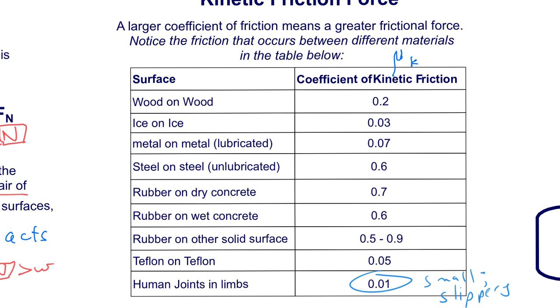Okay, let's pick a big one. Here's a big one. Yeah, rubber tires on dry concrete. That's a large coefficient of kinetic friction. So those two surfaces are not friction free. There's a lot of friction. They're sticky. Now you can see that. Okay, whatever.